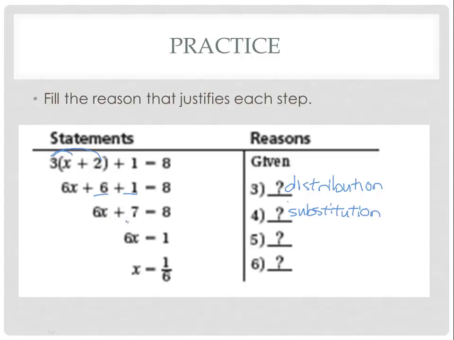And then from substitution down to here the 7 went away, so that means we subtracted 7. And then from here down to the bottom we divided by 6. So division.